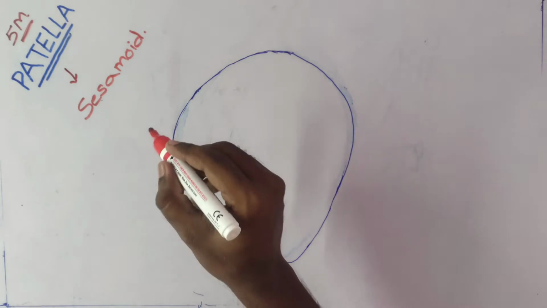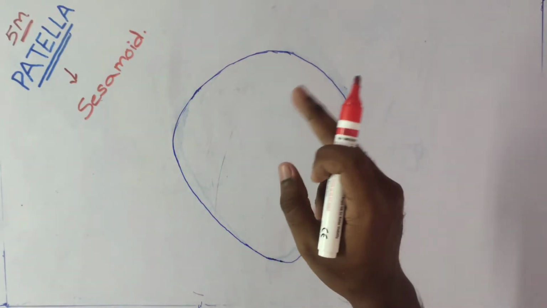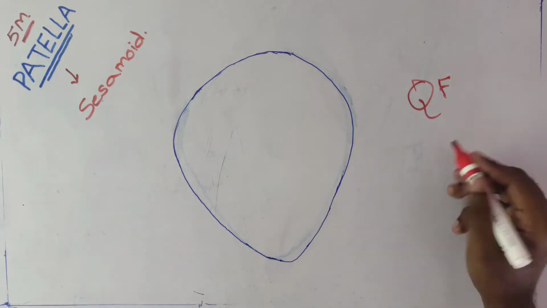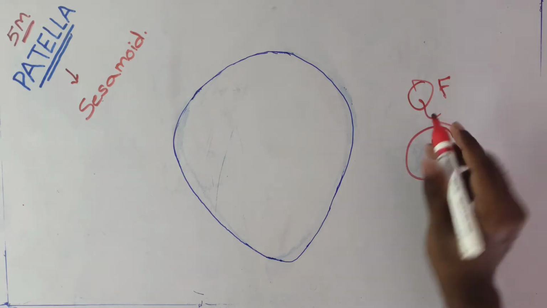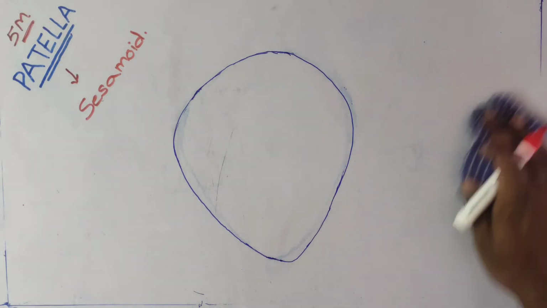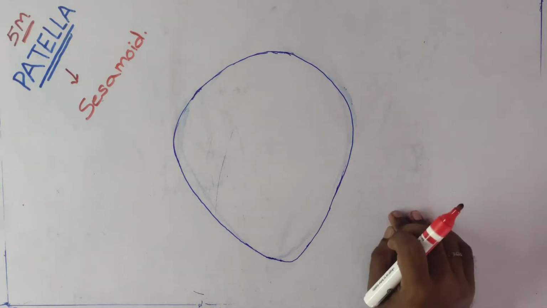Next, it is developed in the tendon of quadriceps femoris. Quadriceps femoris means 4 muscles that attach to this patella. We will discuss it in other concepts while studying about the knee joint.